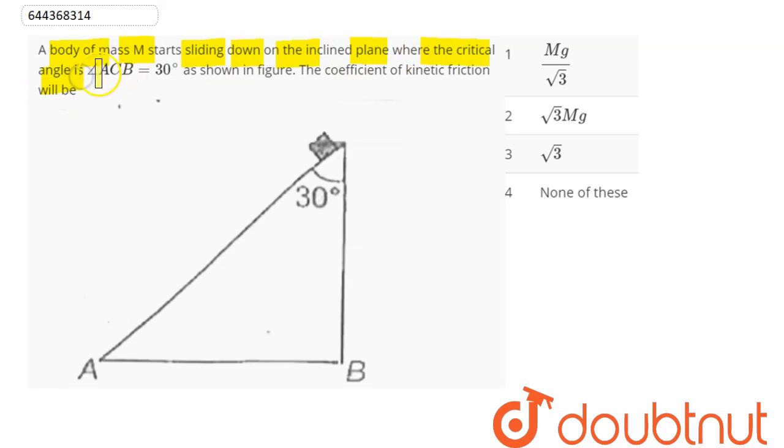Question is, a body of mass m starts sliding down on the inclined plane where the critical angle is angle ACB equal to 30 degree as shown in the figure. The coefficient of kinetic friction will be.